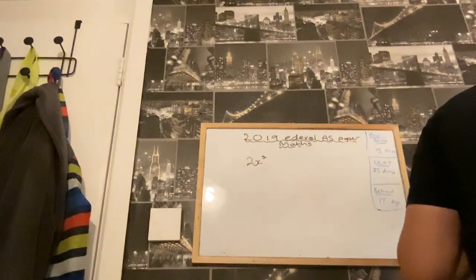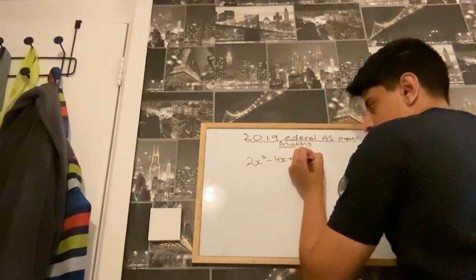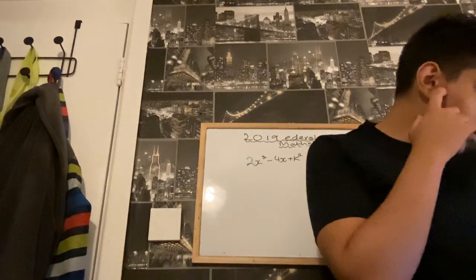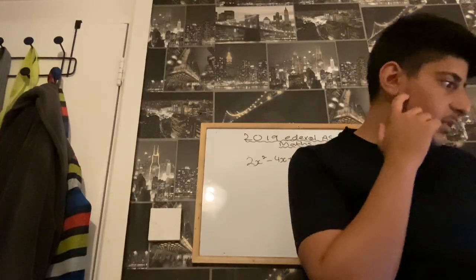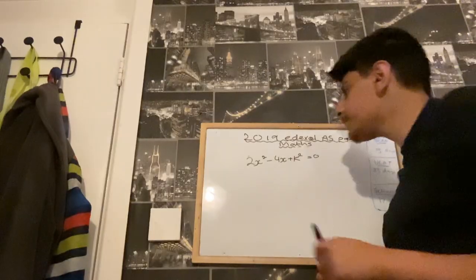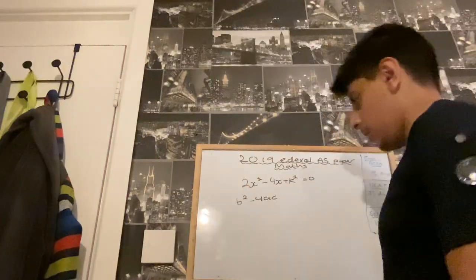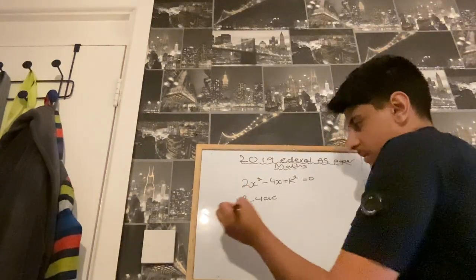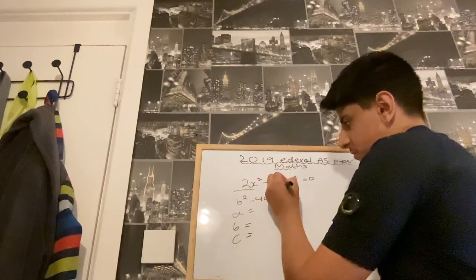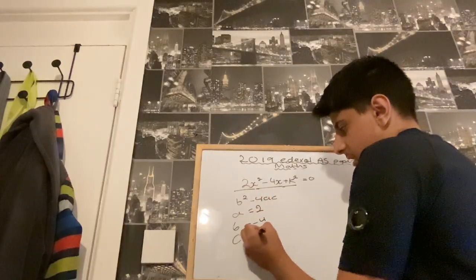So this would be 2x squared minus 4x plus k squared equals 0. We want to find out the values of k, and so to do that we have to use the discriminant. The discriminant would only work on values that are quadratic. So we do b squared minus 4ac. So we would have to find out the values of a, b, and c. This would be a, this would be b, and this would be c. So that would be 2, that would be minus 4, and that would be k squared.